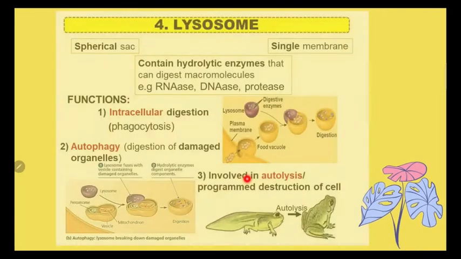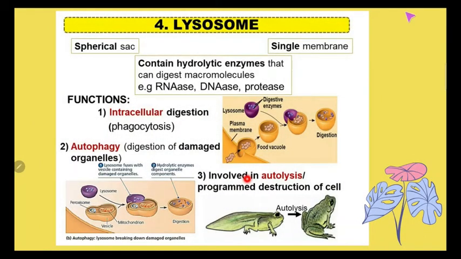Okay, next organelle is lysosome. It is a spherical sac with a single membrane, and it contains hydrolytic enzymes that can digest macromolecules. What are examples of the hydrolytic enzymes found in lysosomes? RNase that is used to digest RNA, DNase that is used to digest DNA, and the enzyme protease that is used to digest protein. And what is the function of the lysosome?